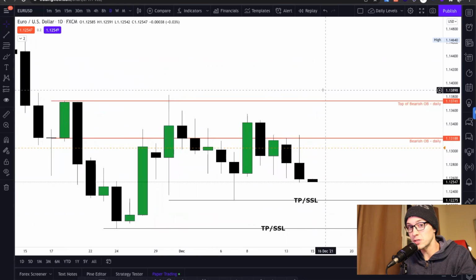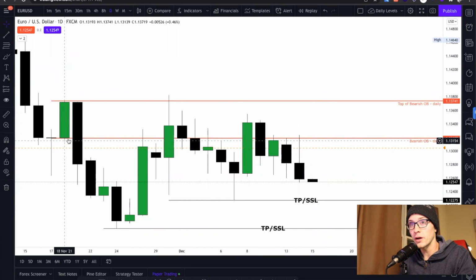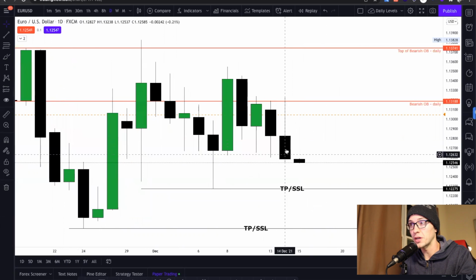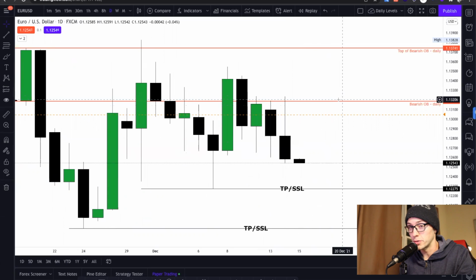I'm not going to go into the specifics of how to actually identify these objects, but this right here is a bearish order block on the daily time frame, and it ranges from this candle's open up into this candle's high. So this was the top of the bearish order block, and this here was the bottom. These are daily candles, obviously, and we're looking at December 14th today. And we're going to see why it played up to that order block and why it played down and closed lower.